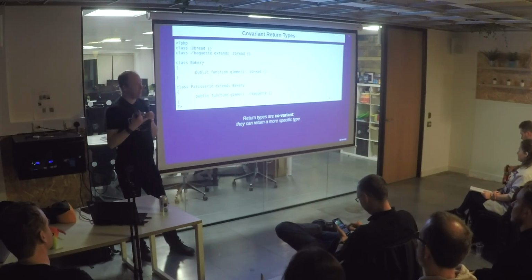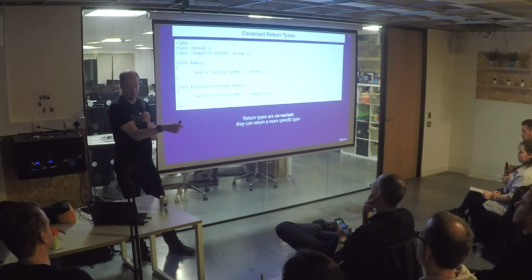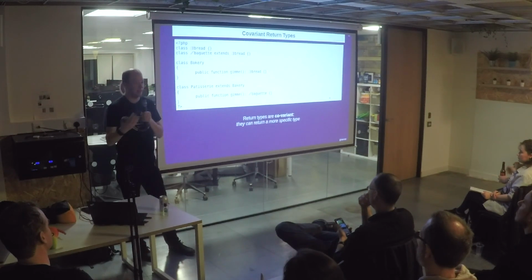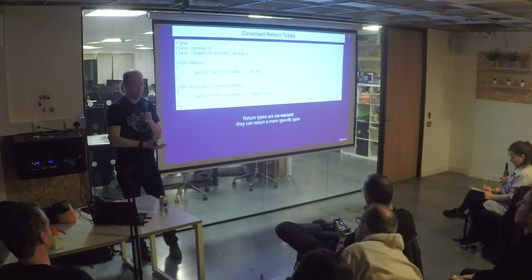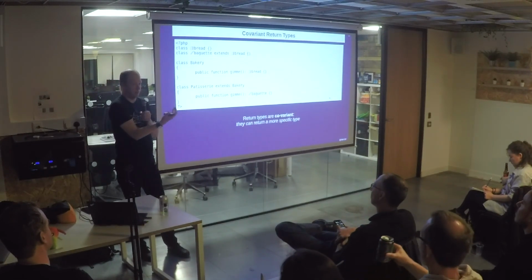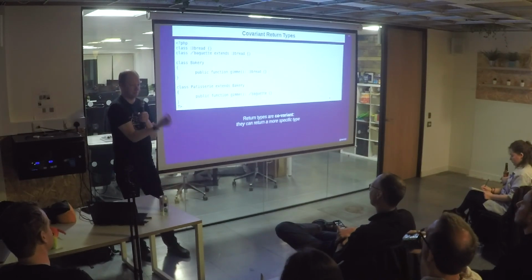So for example, we have a class that's called bread, tasty. And then there's a class baguette, which is a more specific type of bread, which is what these first two lines here say, right? So class bread, and then the baguette extends the bread. Now, a bakery, as most of you know, will produce bread. So if we call the gimme method on a bakery, we have typed this return type as being bread.